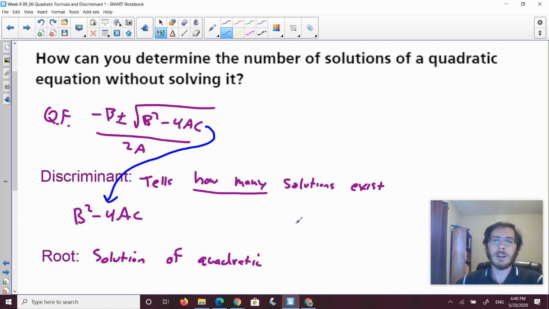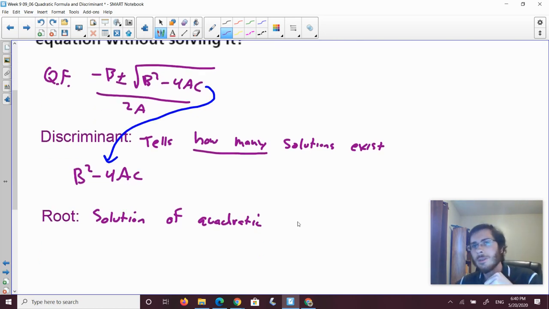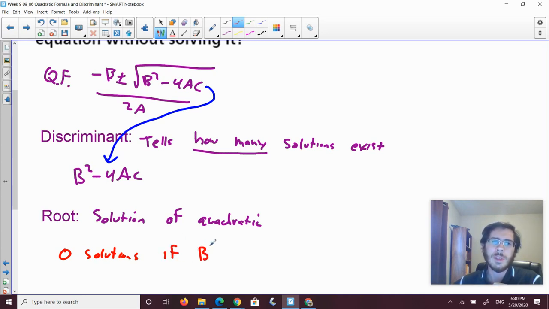And if we think about it, we want to think about when we were doing the square root ones back in section 9.4. How often would we, or what would be our situation where we would get no solutions? Well, you get 0 solutions if this is negative, because we said we couldn't do square roots of negatives. So if b squared minus 4ac is less than 0.